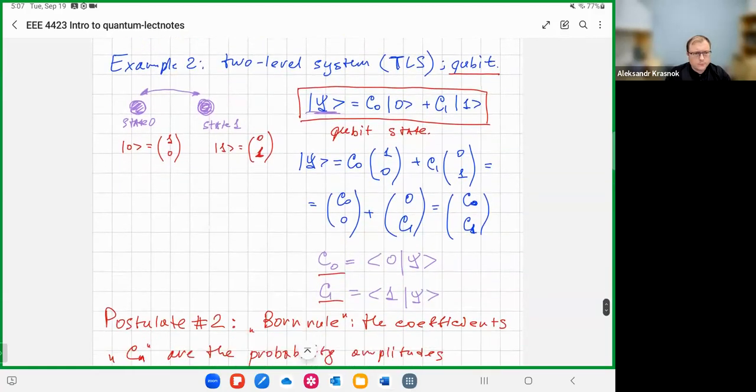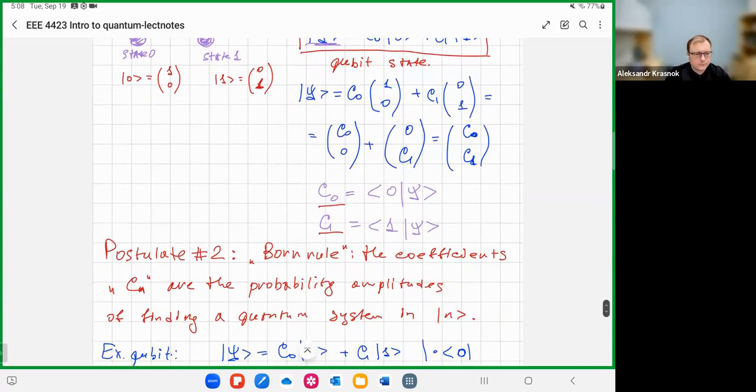Another example is a two-level system, or a qubit. This is the simplest possible quantum system, which has only two states. And again, we have to take into account the existence of both of these states simultaneously, at the same time.